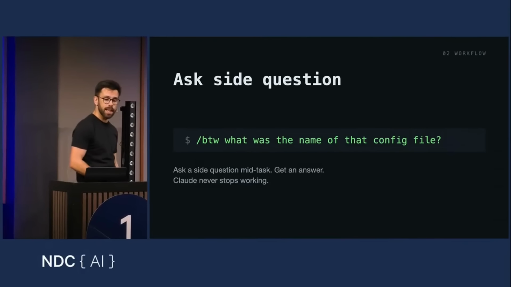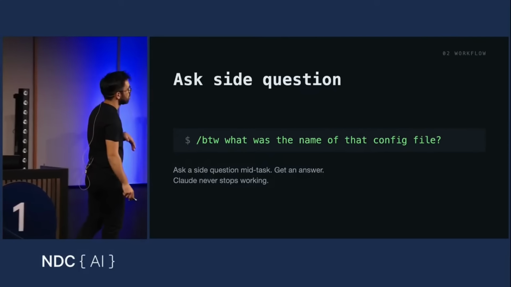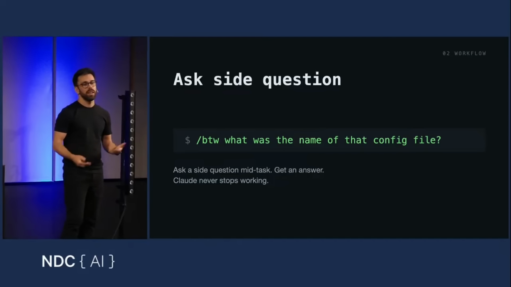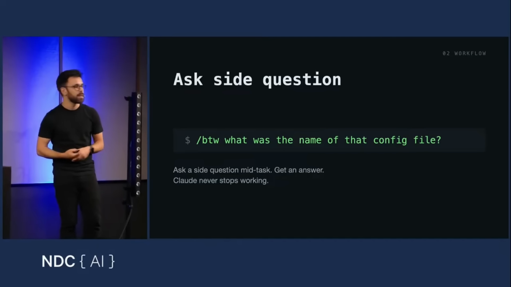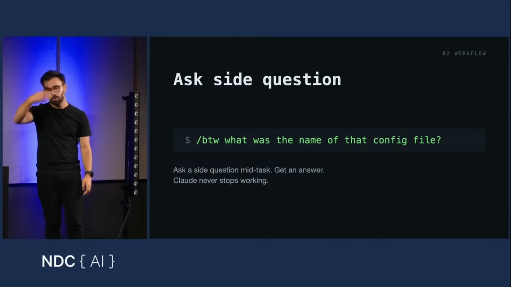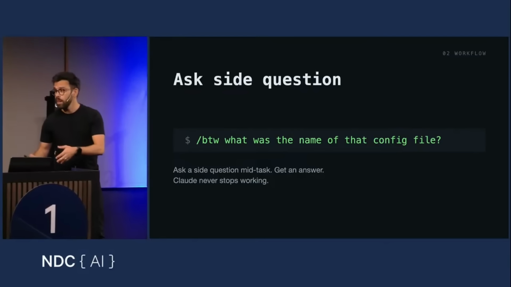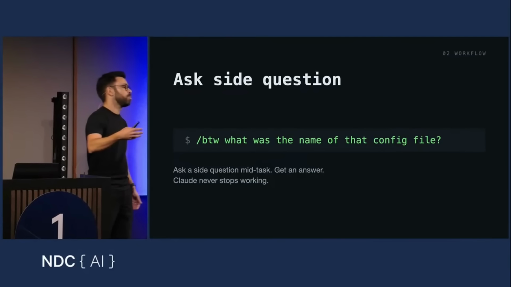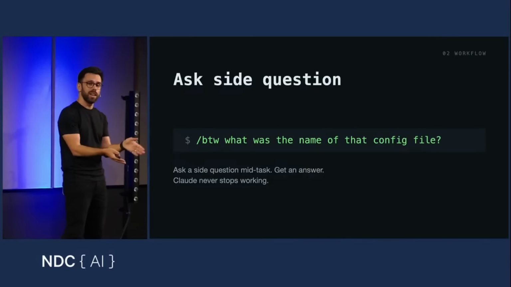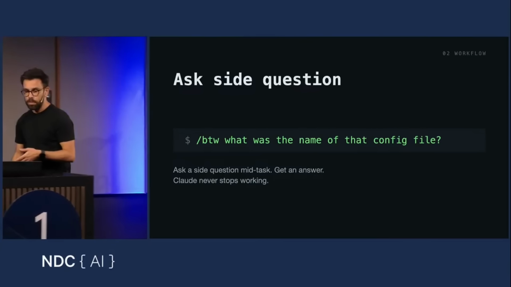So what you can do instead is to run something like this, /btw, or /by the way. That's the thing. So Claude is working for 5 minutes. You are waiting. You need to ask something about the past conversation. You don't want to start a new session, otherwise you don't have the context. So what you do, you run the slash by the way, and you ask the question. It runs it in parallel, and you get the answer, and it keeps going. No blocker. Super useful.